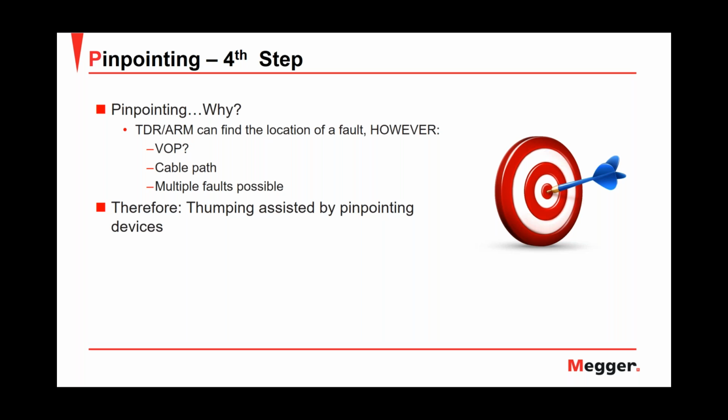Then let's continue with the last and fourth step, that is the pinpointing. The question is, why pinpointing? Well, the TDR, the reflection method, can find the location of the fault. However, if I have the wrong propagation velocity, this distance will not be very accurate. Or if I don't know the path of my cable, this is another problem that I can solve with pinpointing. So this is the reason we need to pinpoint the fault. During the pinpointing, what I will do is use the thumper assisted by a pinpointing device.